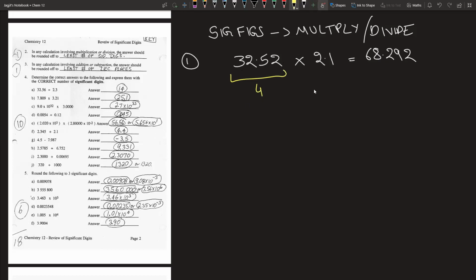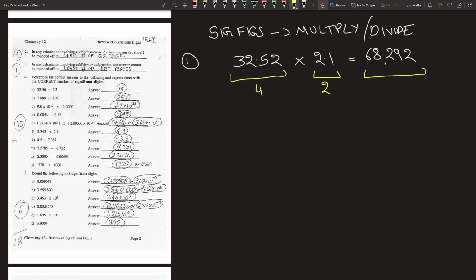I have 4 sig figs in the first term. How many sig figs do we have in the second term? We only have 2. Okay, so remember this rule. Whenever you have two numbers which are being multiplied or divided, your answer should have the least sig figs out of all the numbers. So your answer should only have 2 sig figs there.